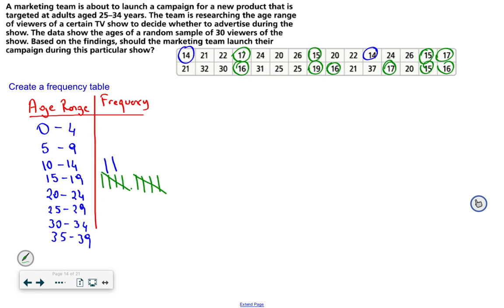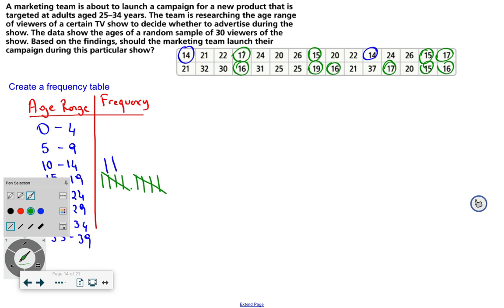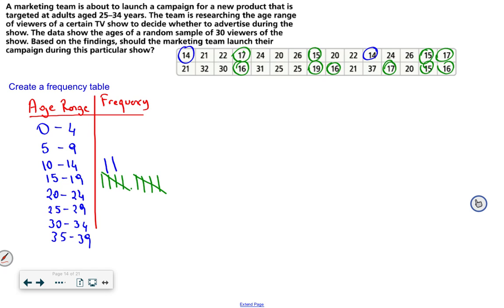In the age range 20 to 24, how many people are there? 1, 2, 3, 4, 5, 6, 7, 8, 9, 10. There are 10 people in this range.